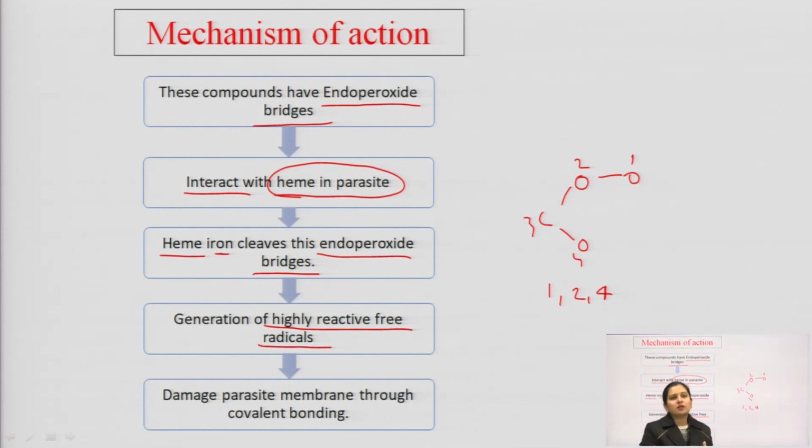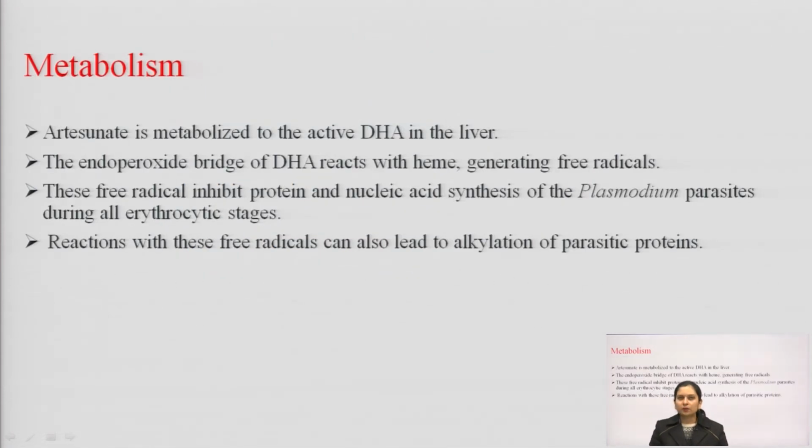These free radicals damage the parasite's membrane through covalent bonding. They form covalent bonds with it, and there is a breakdown of the membrane of the parasite through these highly reactive free radicals. So through this mechanism, the plasmodium gets destroyed and ultimately death takes place.